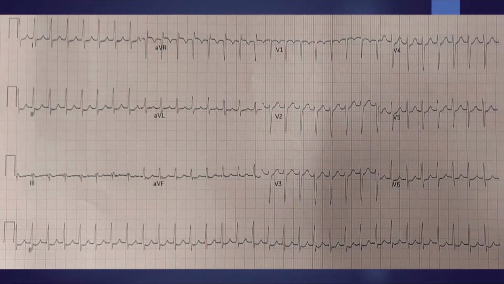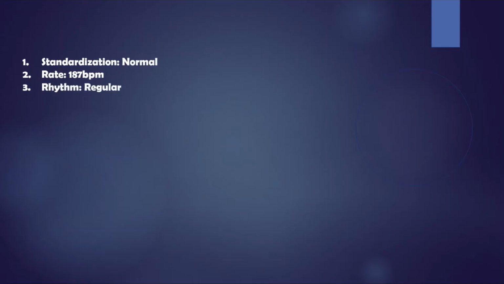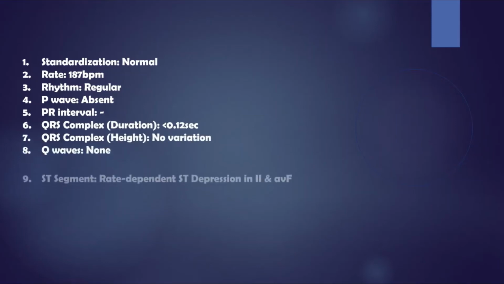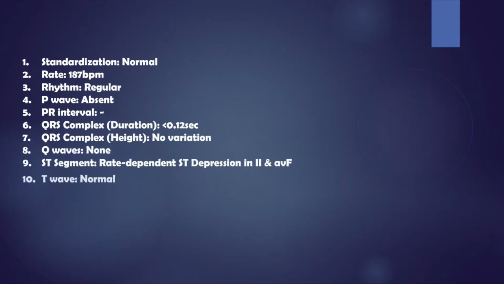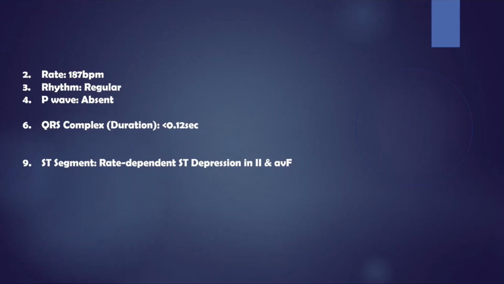So let's take a look at the other ECG now. So you've got a very fast rhythm going on right here. This is a pregnant lady who came in because of her heart racing that her Apple Watch picked up. So you've got a rate of 187 beats per minute, absent P waves, and the QRS complex was less than 0.12 seconds, which makes it a narrow complex regular tachycardia. And based on that, your differential is going to be a supraventricular tachycardia.